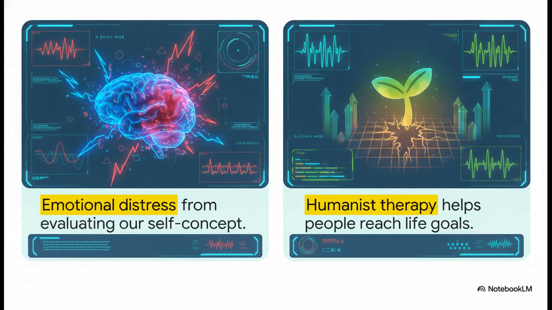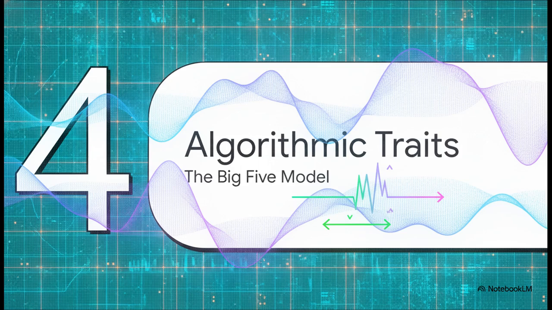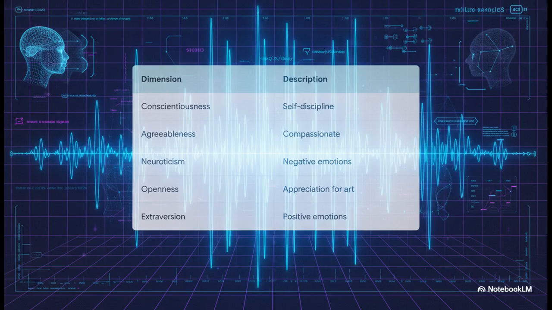Next up is Module 4, Algorithmic Traits, the Big 5 Model. Instead of looking at unmeasurable forces, modern psychology attempts to quantify personality into measurable data points called traits. This brings us to an incredibly powerful tool, the 5-factor model. Researchers took around 18,000 words used to describe people and mathematically crunched them down into just 5 fundamental dimensions. Just remember the acronym CANOE: conscientiousness, agreeableness, neuroticism, openness, and extroversion.